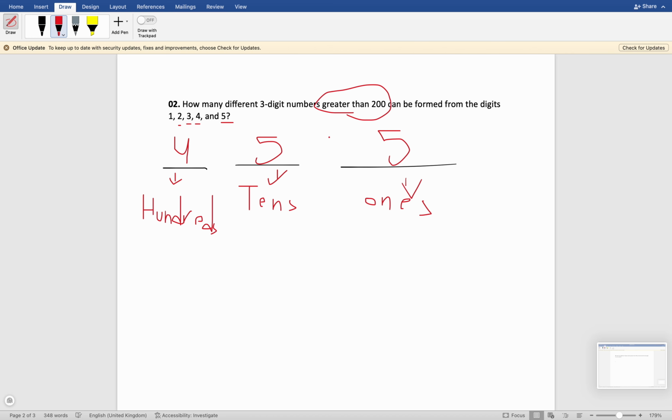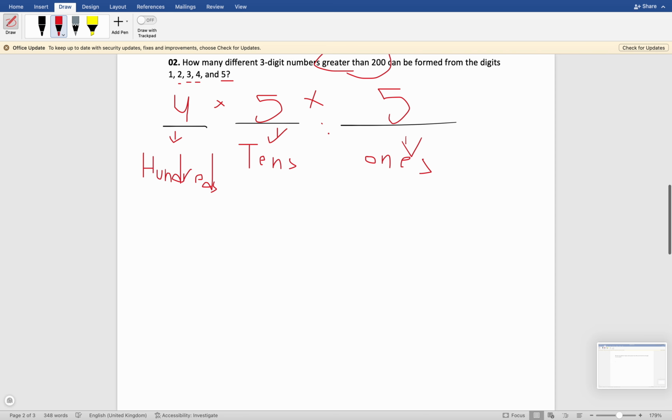I gotta explain: the five choices are 1, 2, 3, 4, and 5. So we just multiply 4 times 5 times 5. 4 times 5 is 20, and 20 times 5 is 100. The result is 100. A whole 100 numbers. That's easy.